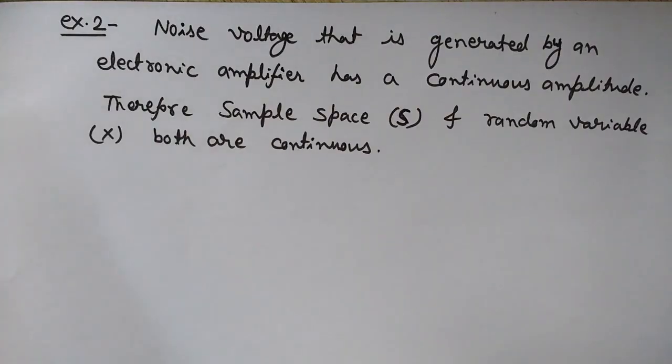The another example can be of the noise voltage that is generated by electronic amplifiers. As we know, electronic amplifiers generate noise signals, noise voltages, and it has continuous amplitude. Infinite number of values of amplitude are produced by that electronic amplifier. So the sample space will contain infinite values. It will be continuous, and the random variable that we will obtain from that sample space will also contain range of continuous values. So this was all about random variables and its types: continuous random variable and discrete random variables.